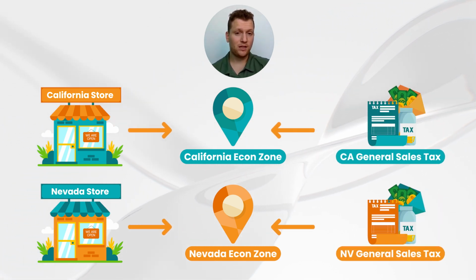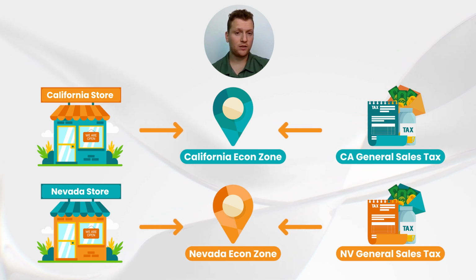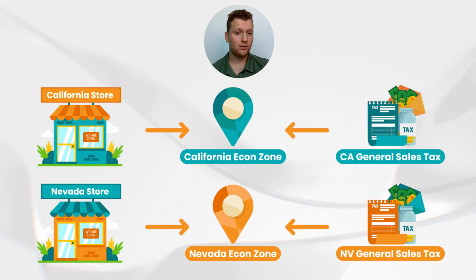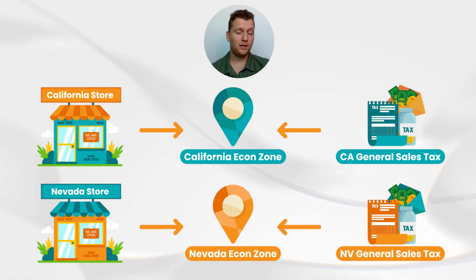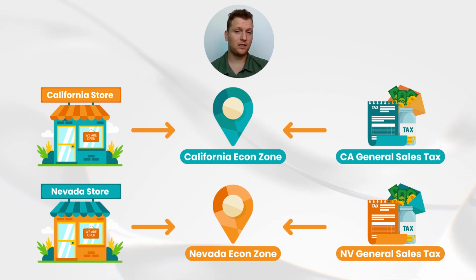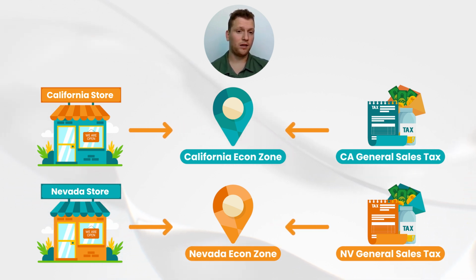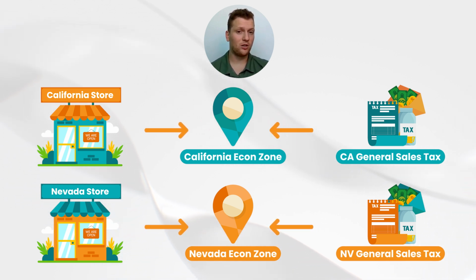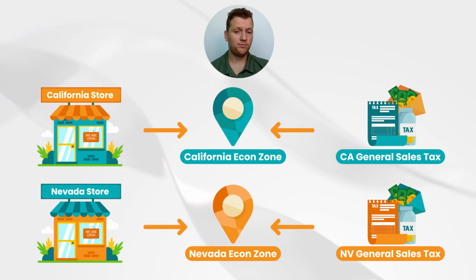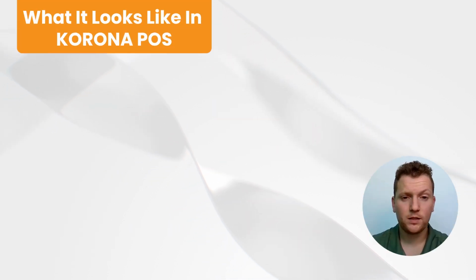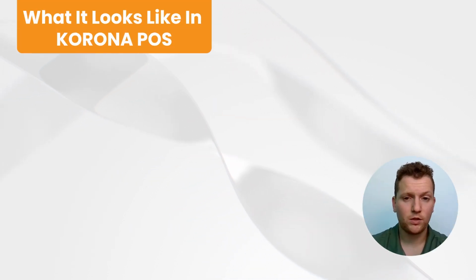To the right, you can see that we have the California general sales tax linked to that California econ zone, just as I said. Additionally, the stores are linked to the econ zones and will help identify which taxes to charge and at what percentages. Let's take a look at some of the examples of this in the Corona Studio.